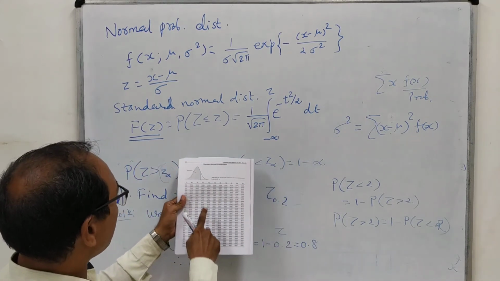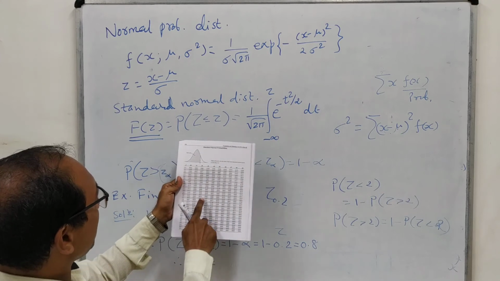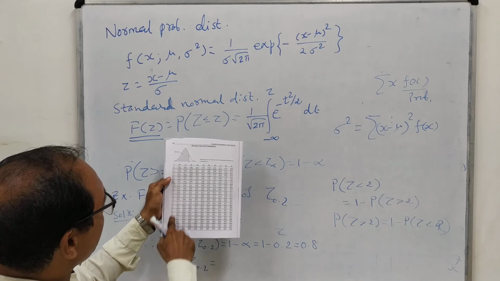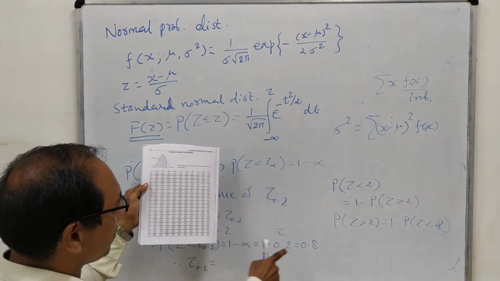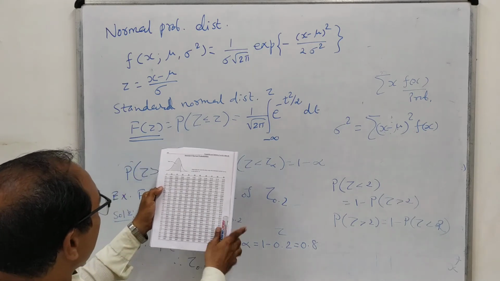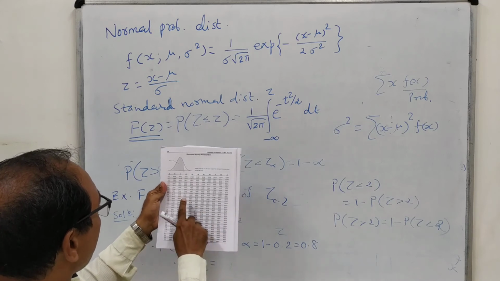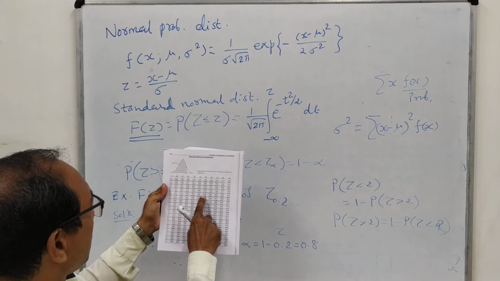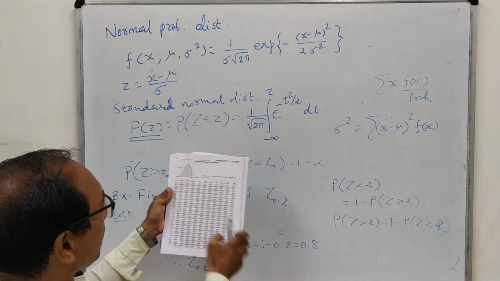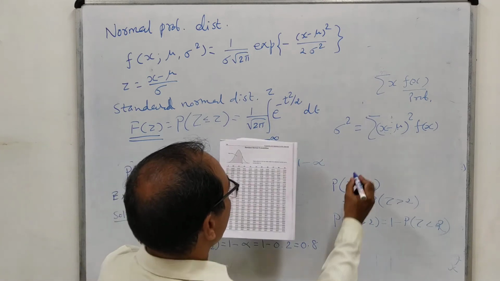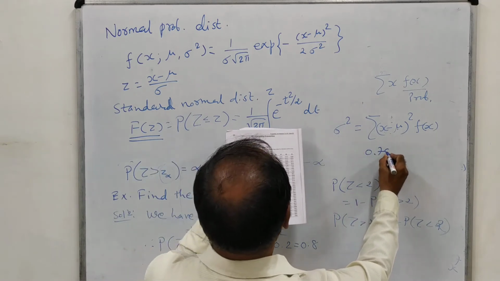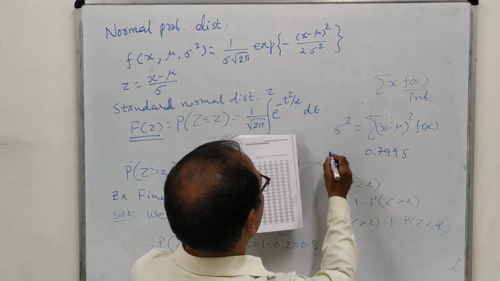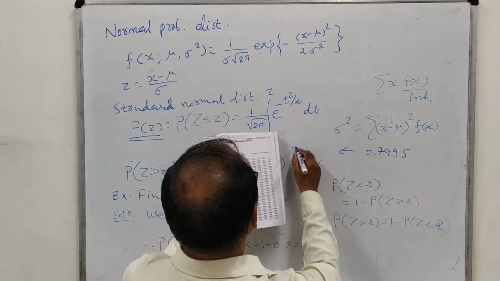Here you can see the standard normal probabilities table, where this column contains the value of Z. We want to find the value of Z where this probability lies. So the probability is 0.8. Here we can see where the 0.8 probability is. Here is 0.7. We are finding one value, 0.7995.